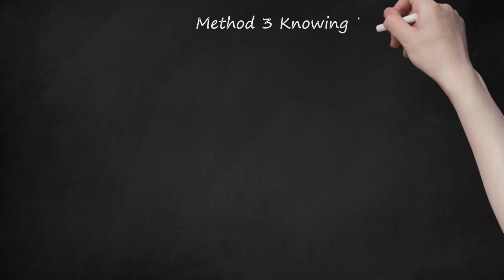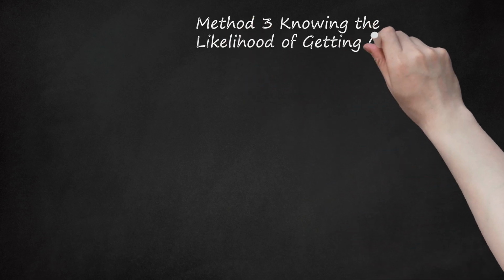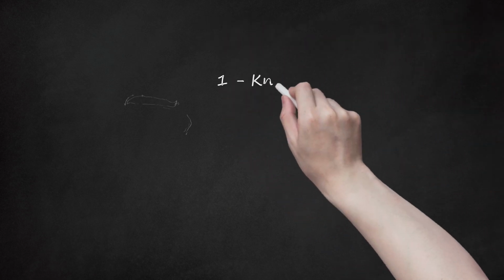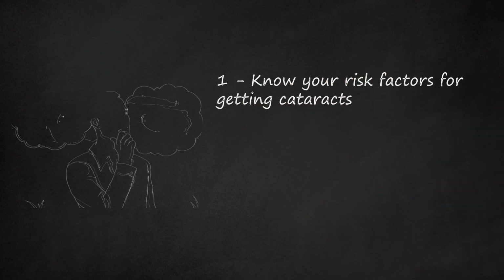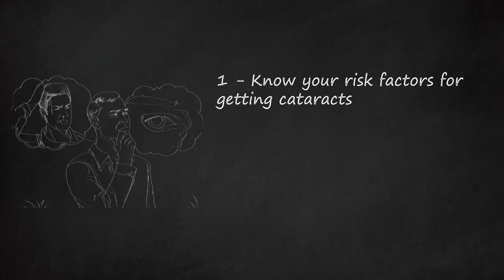Method 3. Knowing the likelihood of getting cataracts. 1. Know your risk factors for getting cataracts. There are a few big risks for getting cataracts that depend upon your lifestyle, age, and diet. Additionally, previous eye injury can make you more likely to get cataracts. While some risk factors for cataracts can be prevented, others are inevitable with age.